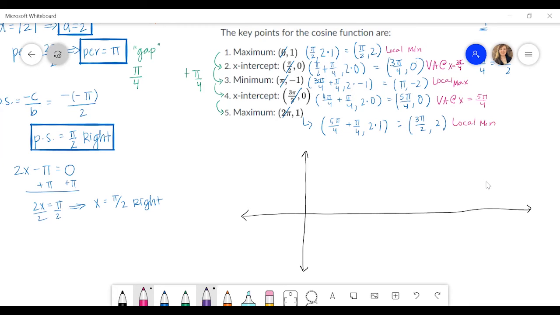So let's graph these values. We're going up and down 2. So 1, 2, 1, 2. We're starting at pi over 2, and then we're looking at 3 pi over 4, and then we're looking at pi, 5 pi over 4, 3 pi over 2. X has to look like an X and Y.